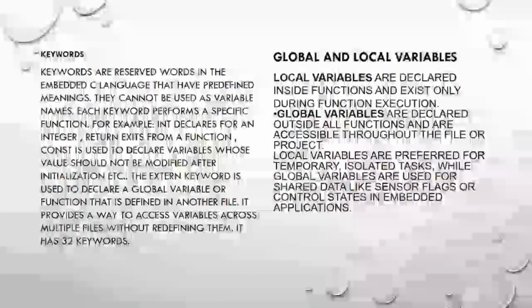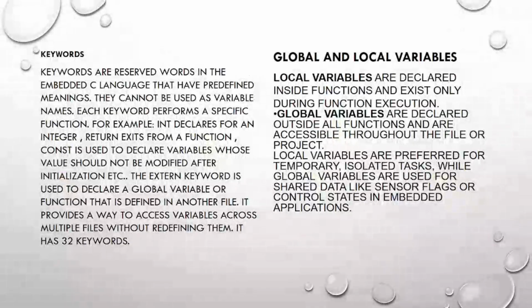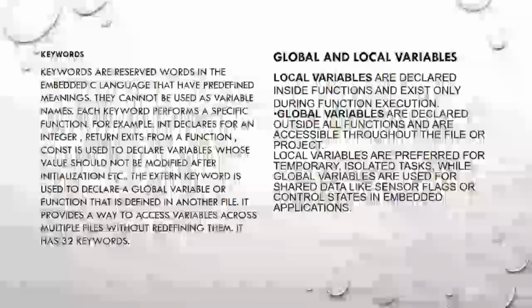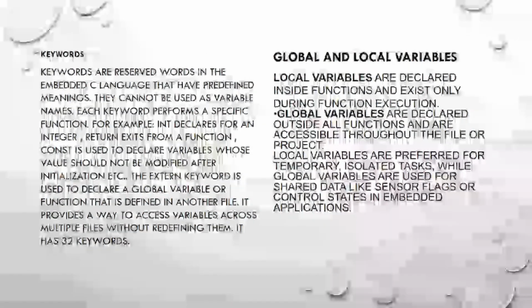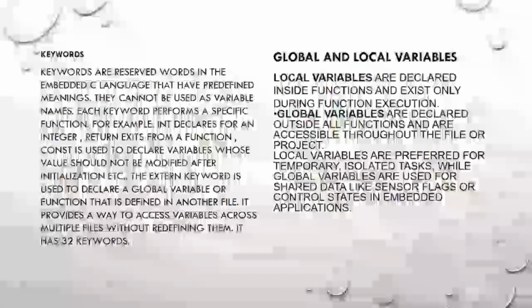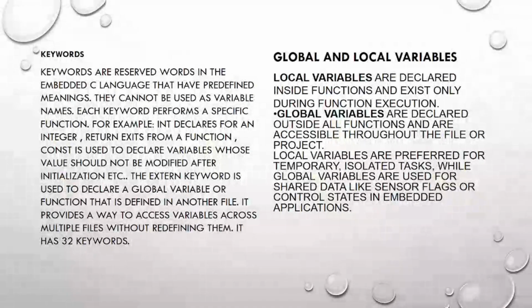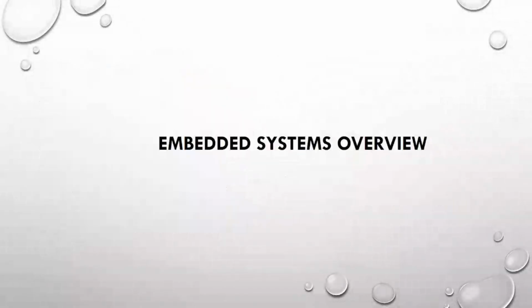And coming to another topic, global and local variables. Local variables are declared inside functions and exist only during function execution. Global variables are declared outside all functions and are accessible throughout the file or project. Local variables are preferred for temporary isolated tasks, whereas global variables are used for shared data like sensor flags or control states in embedded applications.